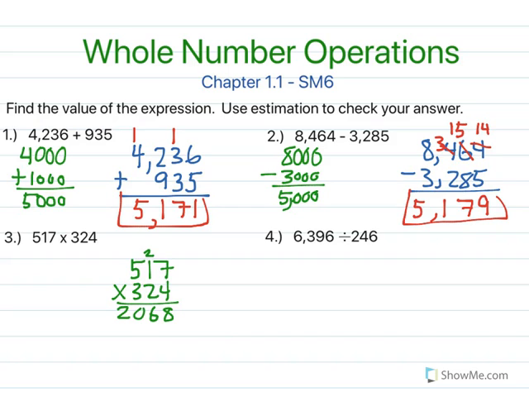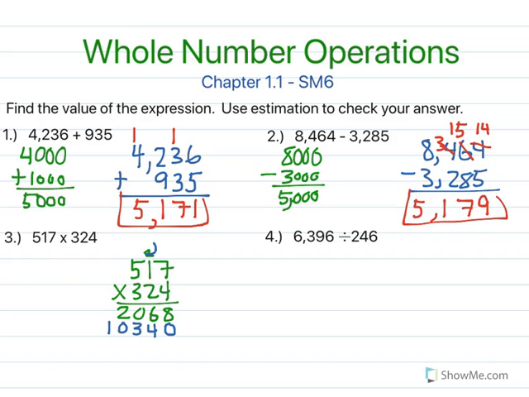4 times 5 is 20. Now I'm going to go ahead and do the second digit. I'm going to first, since it's in the tens place, I have to put a 0 here in the ones and start in the tens place. So 2 times 7 is 14. Carry the 1. Then 2 times 1 is 2, plus 1 is 3. And then 2 times 5 is 10.